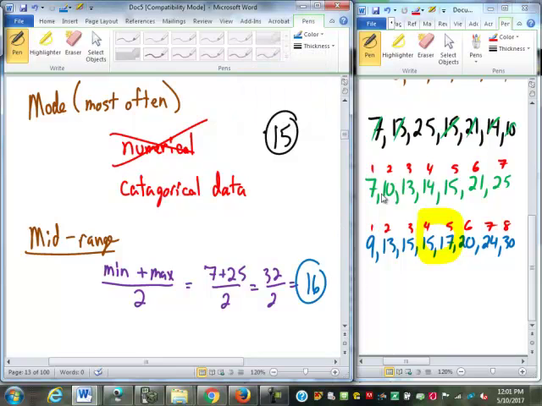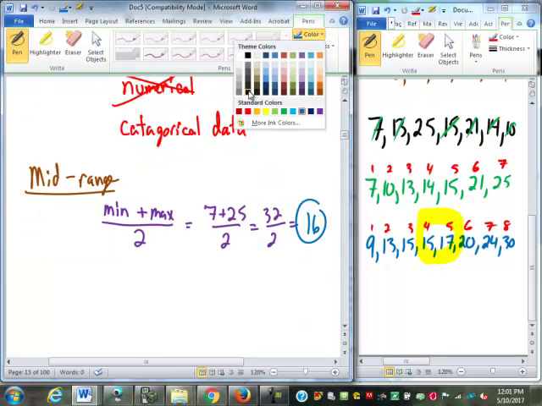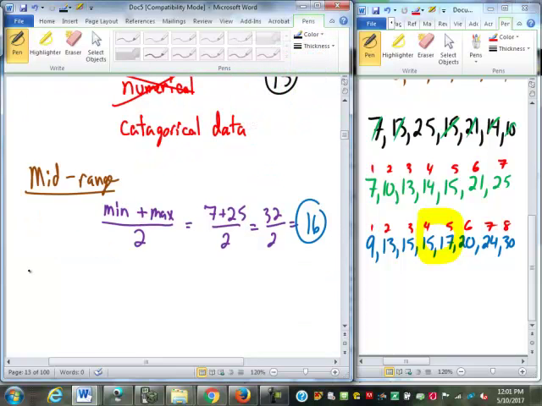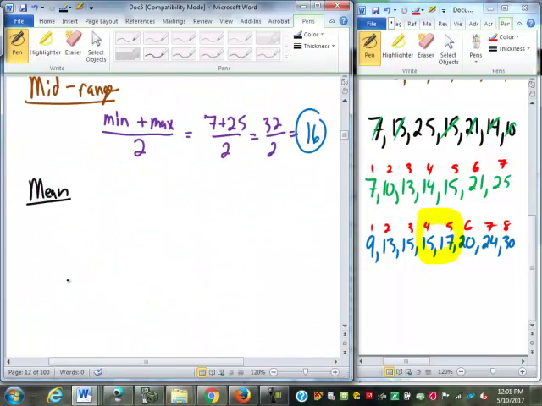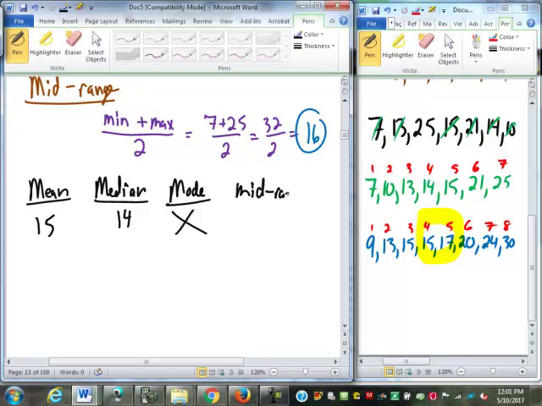So now let's compare. We're going to look for that top set of data there. We had a mean for that top set of data, what was it? A 15. We had a median of 14. We had a mode that didn't exist. And we had a mid-range of 16. So those numbers were close, but not exactly the same.